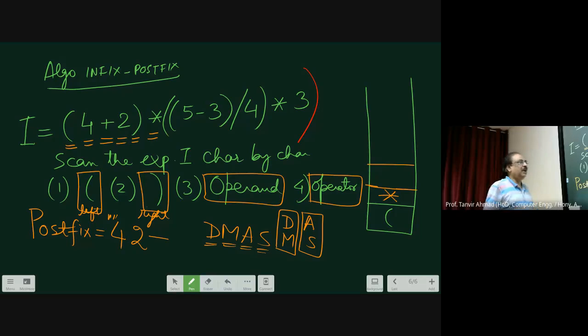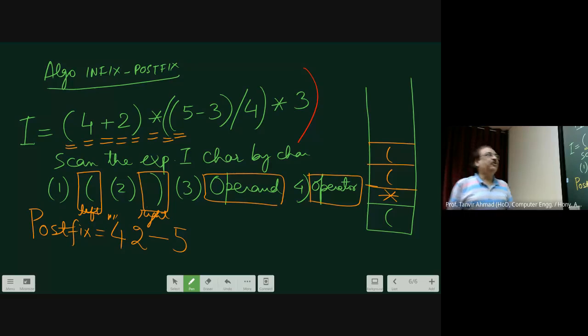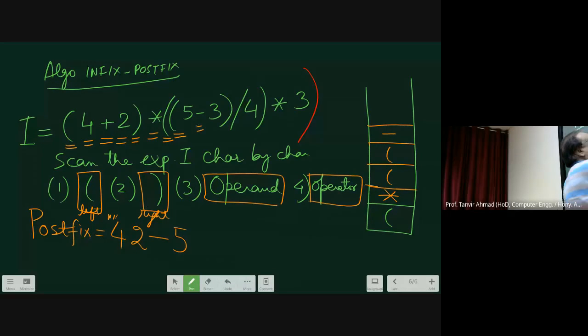I'll push it there. Then I get a left bracket. You know, the left bracket has to be pushed in the stack. Therefore, I put a left bracket. Again, I take another left bracket and push it over there. Then I get 5. 5 is an operand, therefore you put it into the expression. Then I get minus, an operator. You have to pop all the operators from there, but there is no operator at the top. Then I push minus. Then I will get 3. 3 is an operand, you put 3 over there.